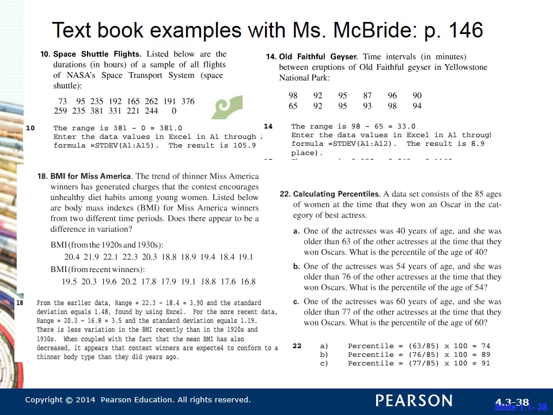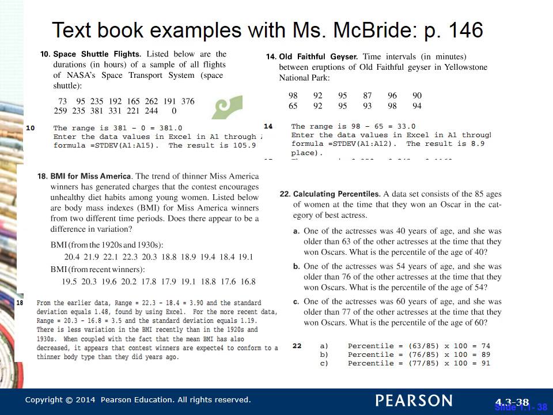So from the recent winners, go Stat, Edit, and L2. Put this data. Don't erase the L1. Put the L2. Then when you go back to your home screen, you do Stat, Calculate, and put L2 in the parentheses or in the box and enter. That way you've got both pieces of information there and you haven't erased the old one. So from the earlier data from the 1920s and 1930s, hit pause while you work this all out and then come back to check it.